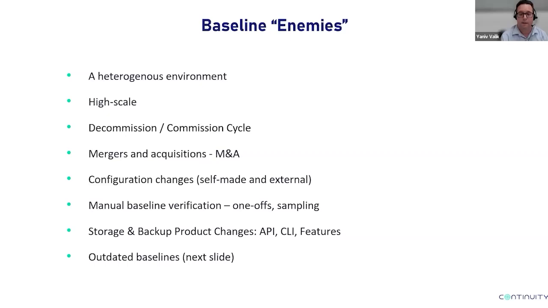And finally, manual baseline checks, whether one-offs or sampling, just don't scale. They're not repeatable, and they leave mostly blind spots and a false sense of confidence. This is why automation and continuous verification are so critical for keeping the baselines intact over time.